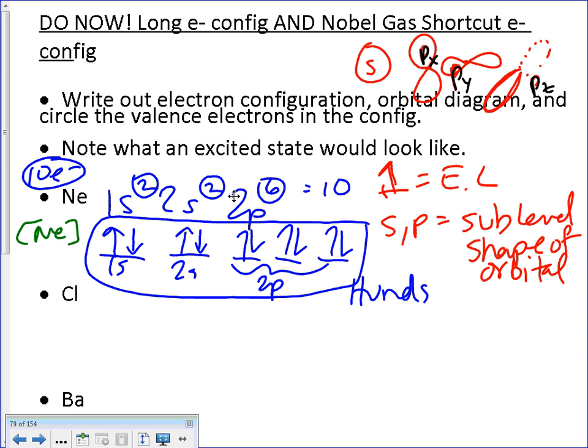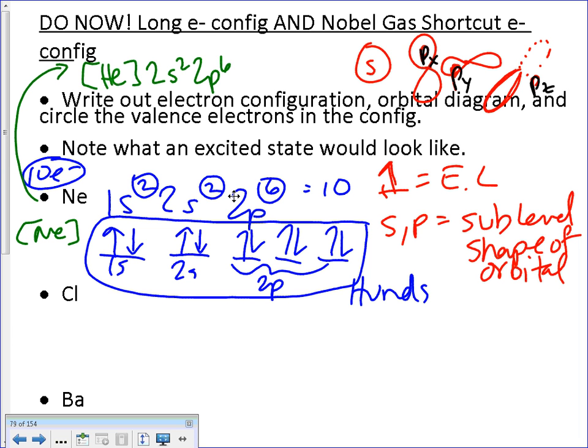But the better way to write it would be like, what's the last noble gas that happened before neon? Helium. This one's not all that helpful because you're not really cutting out too much. You're cutting out 1s2, that's it. But once you have bracketed helium, that means everything up to helium's been taken care of, and then you continue. So I want you to continue. 2s2, 2p6. I like writing it this way because it shows you what the valence electrons are.